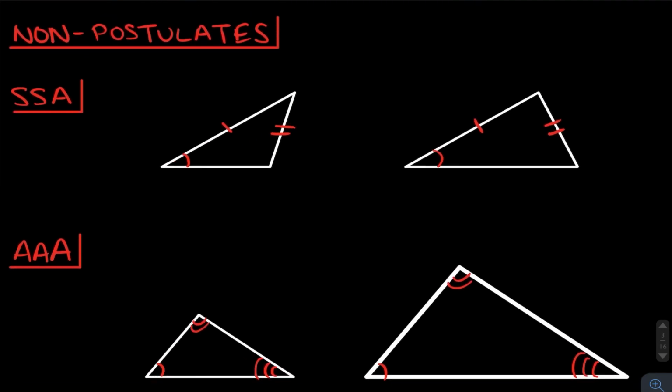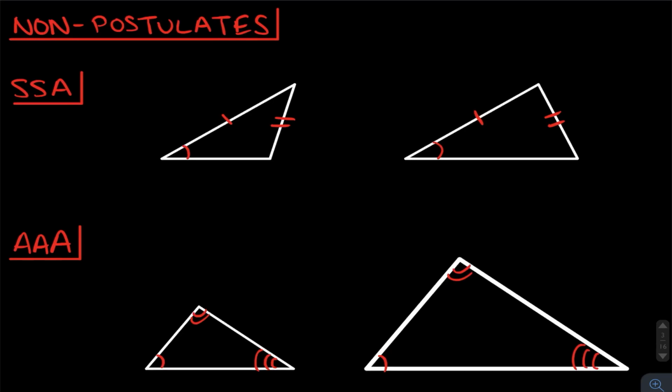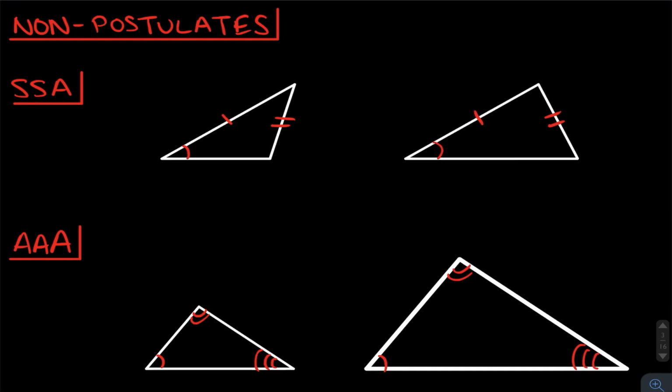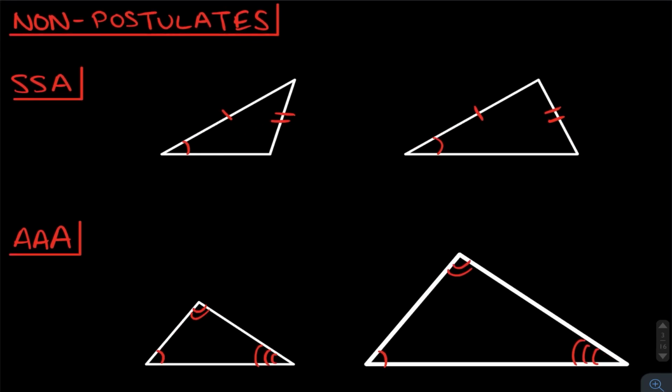So these are two things: just because you have all angles congruent does not mean that the two triangles are congruent. And just because you have two sides and a non-included angle, that doesn't mean that you have two triangles congruent. Okay? So that is the red section.